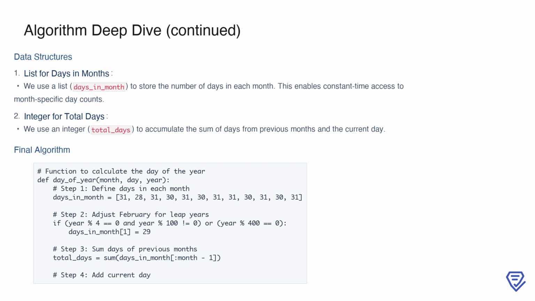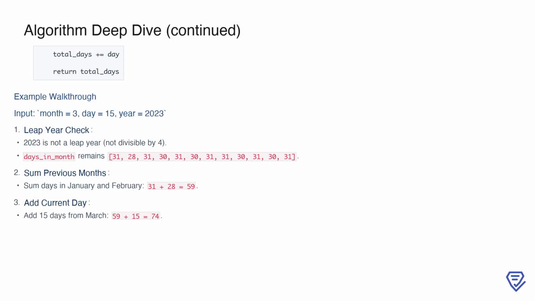The function starts by defining the days in each month for a standard year. If the year is a leap year, February's value in the list is updated to 29. Next, the algorithm sums the days of all months leading up to the input month using slicing and the sum function. Lastly, it adds the day value to this total, and the result is returned. After adding the current day to the total sum of the previous months, the function returns the computed day of the year. Let's walk through an example to solidify our understanding.